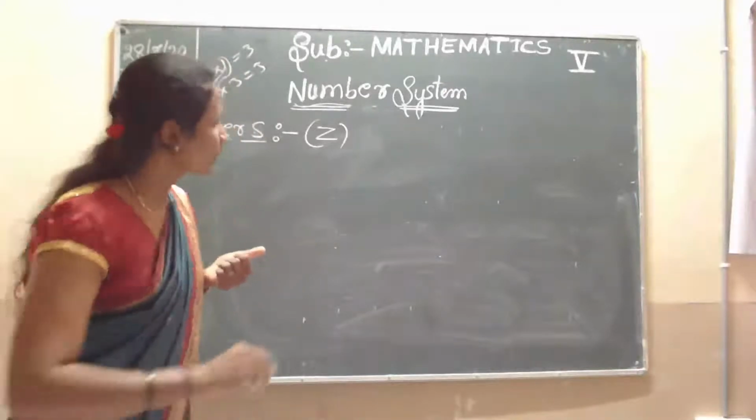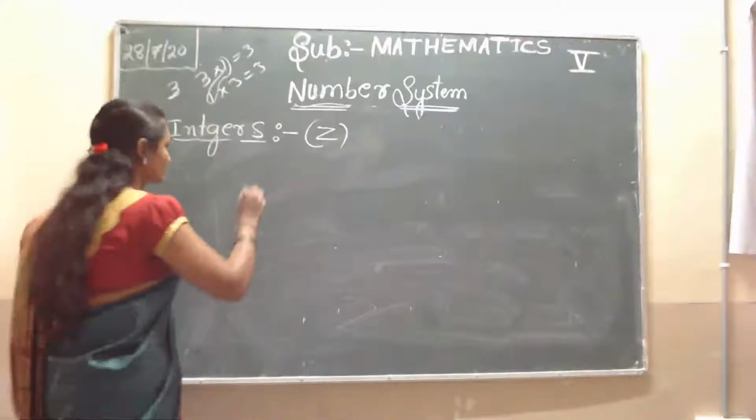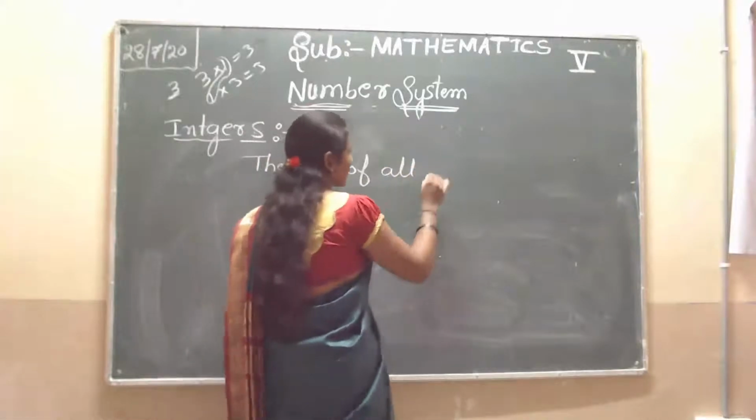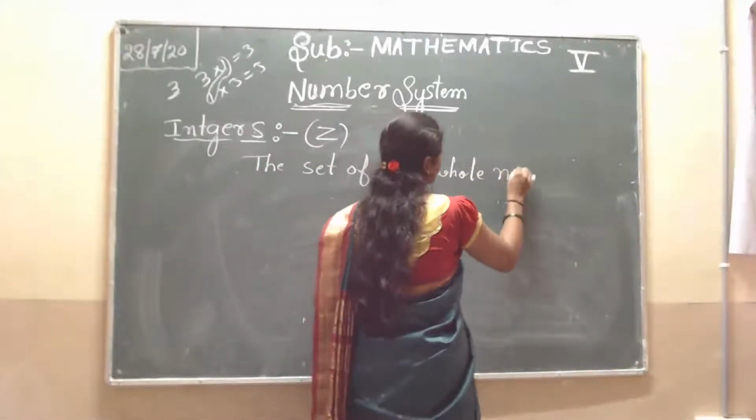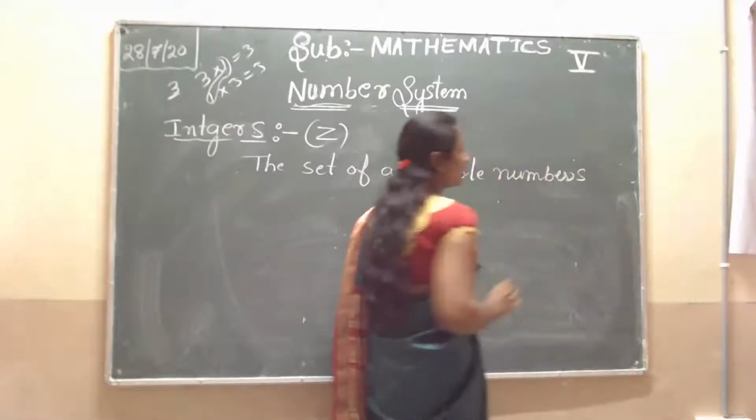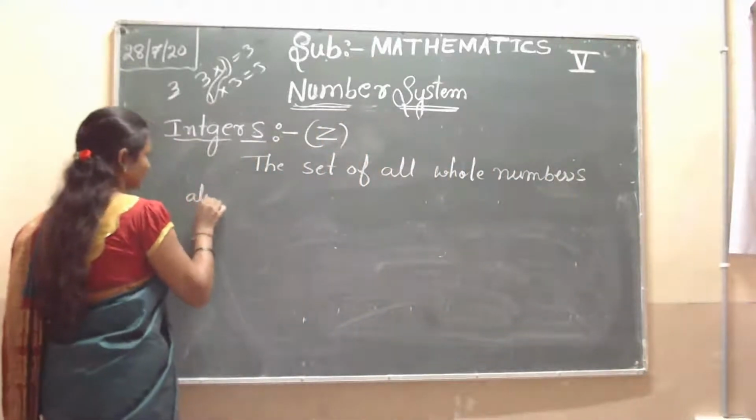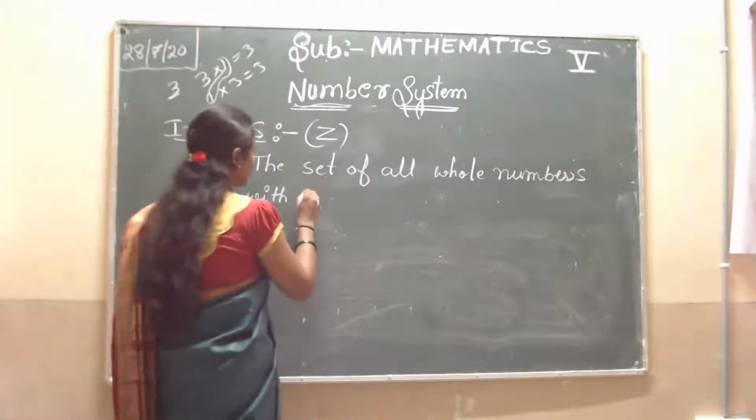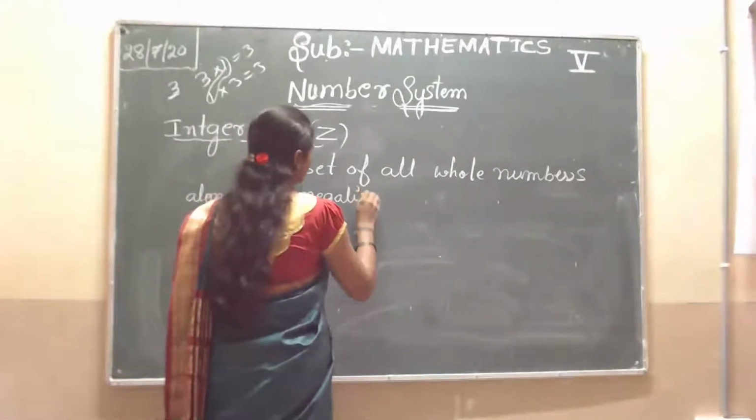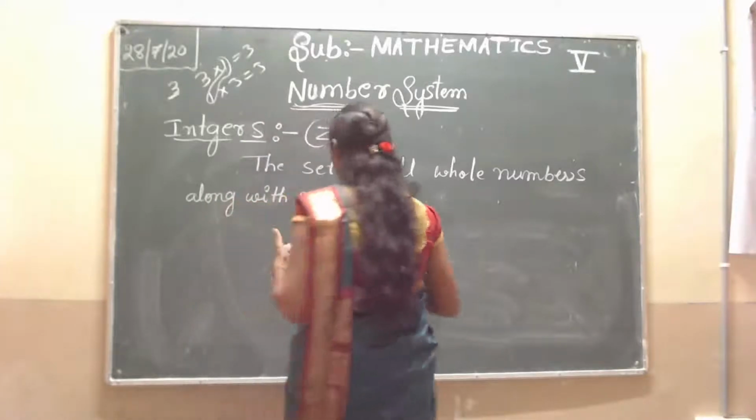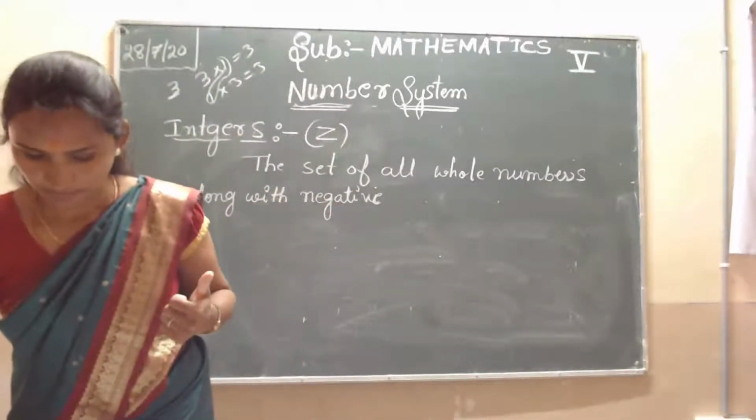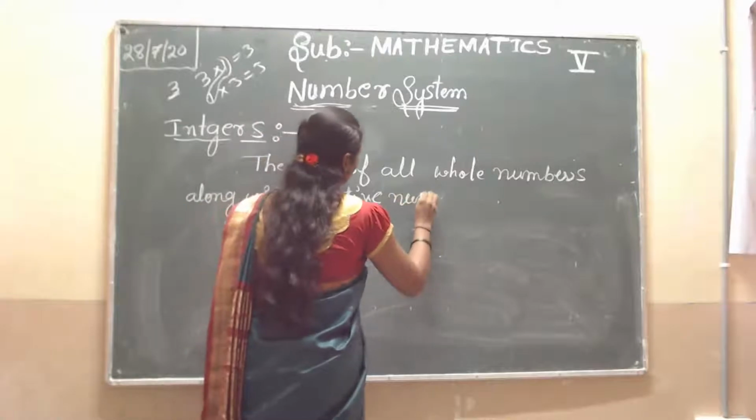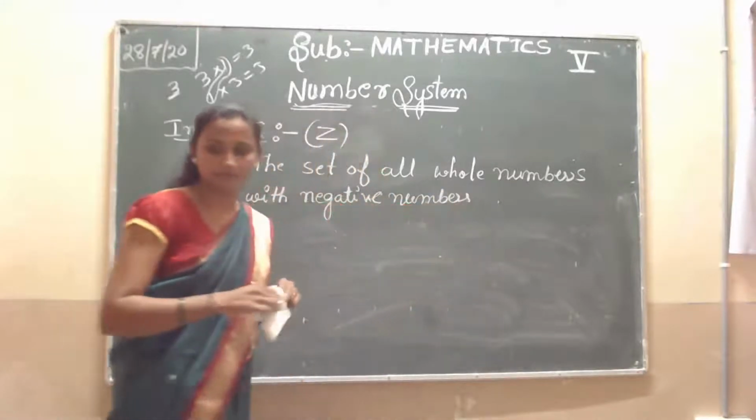Now write the definition of an integer: the set of all whole numbers along with the negative numbers are called integers.